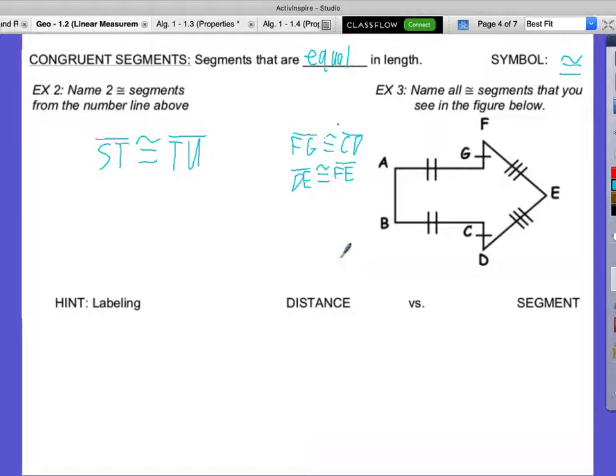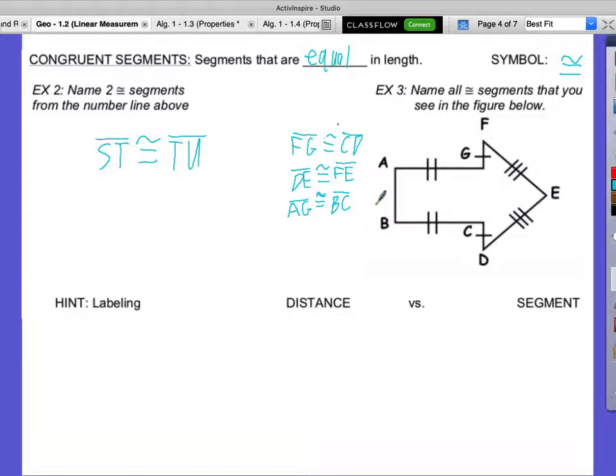Peyton. Would it be A is congruent to B, or AG is congruent to segment BC? You wouldn't just do the point because points don't have a length. You would have to do the segment. That's a great question. And you could write it out, but geometry shortens things with symbols. So we named all congruent segments in this figure below.